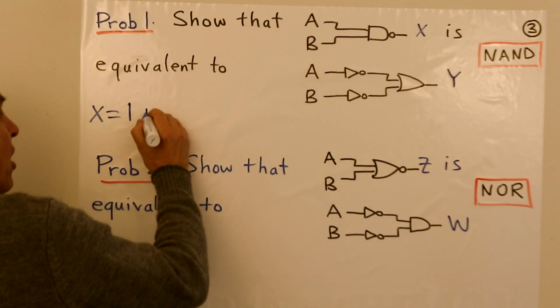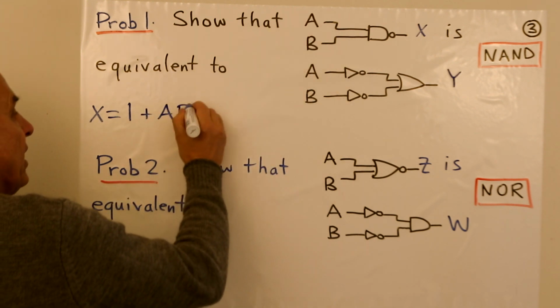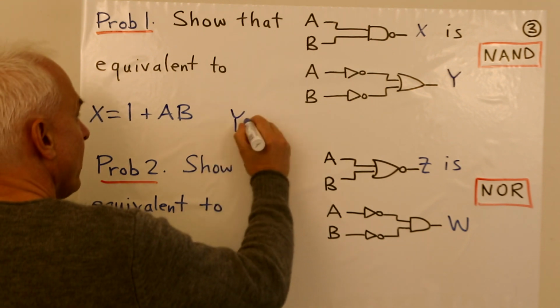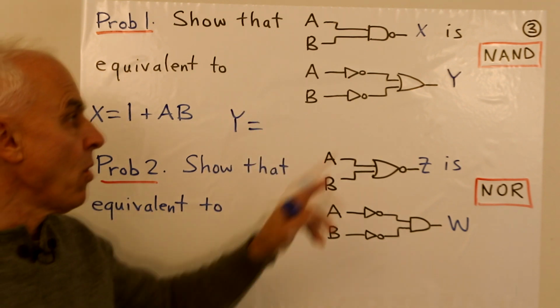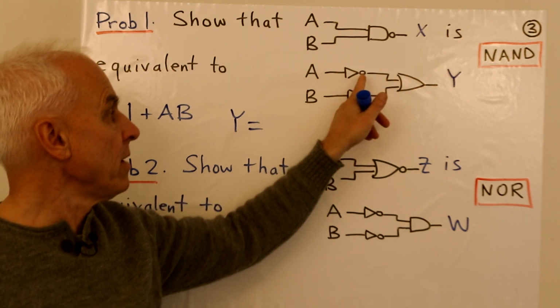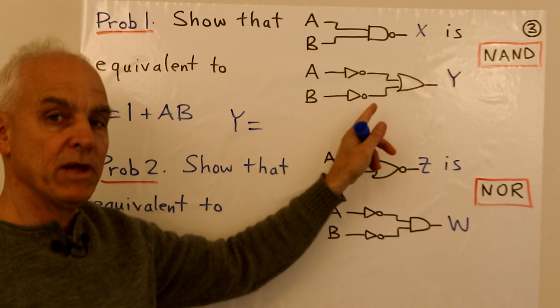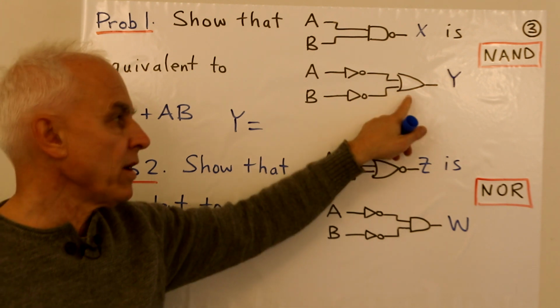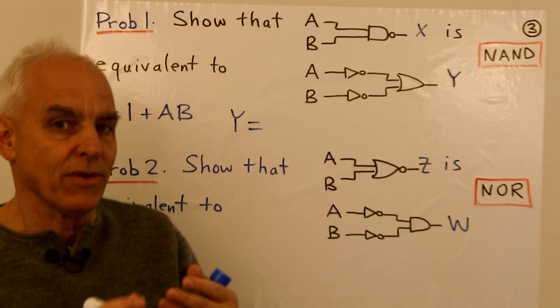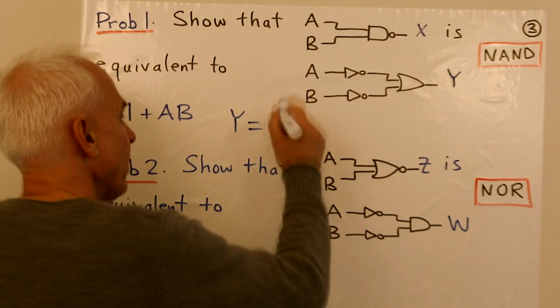Inputs A and B. The output is 1 plus AB. Okay, what about Y? Well, Y is an OR gate with inputs 1 plus A and 1 plus B. So this OR is not the addition in the algebra of Boole, it's what we might call the circle addition. So I'm going to write this like this.